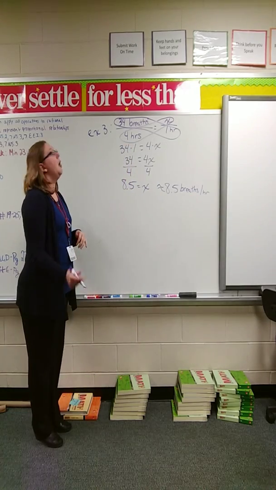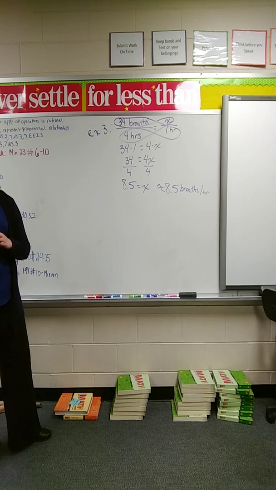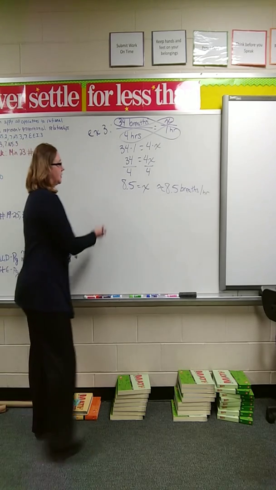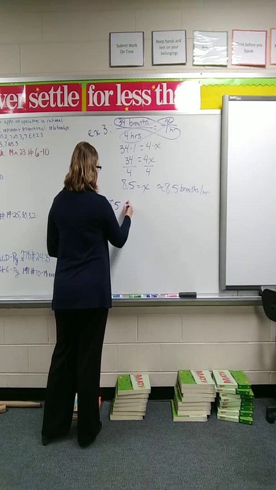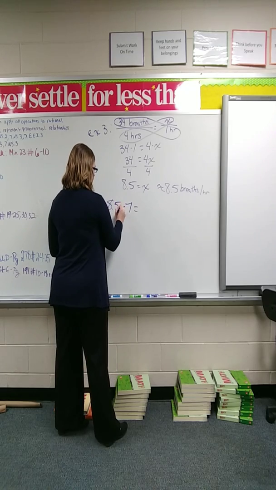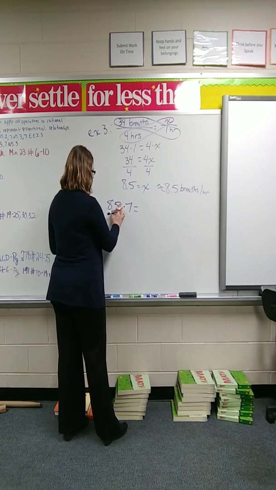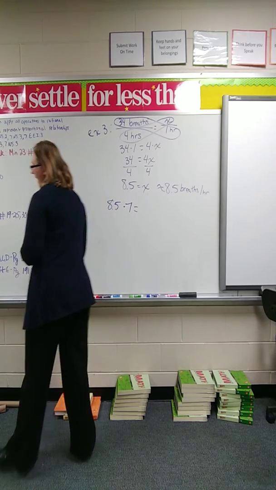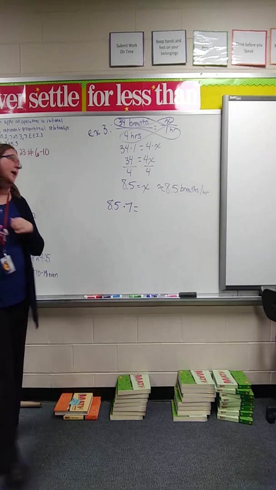Alright? We need to find out how many breaths we can expect in 7 hours. So we're going to take that 8.5 times 7. And 8.5 times 7 is 59.5.